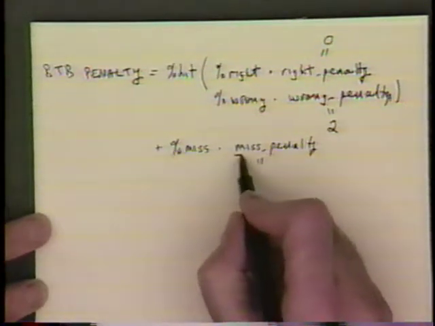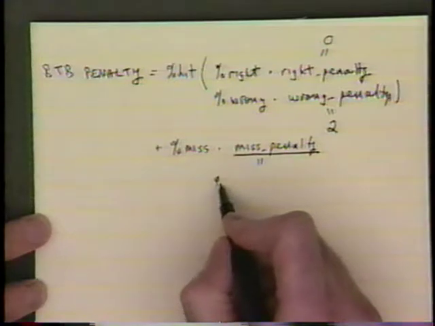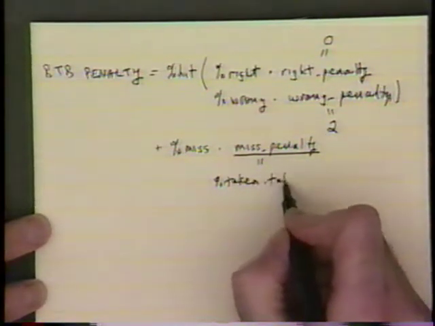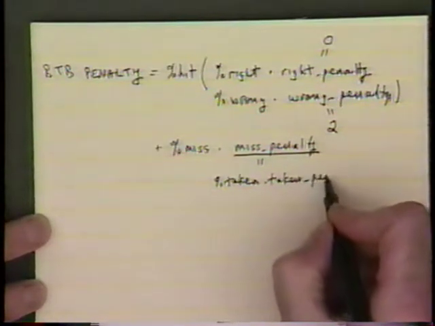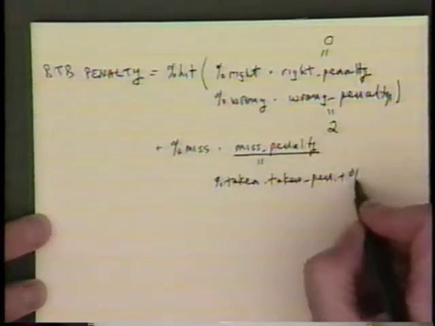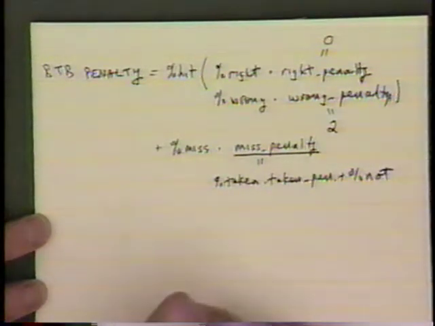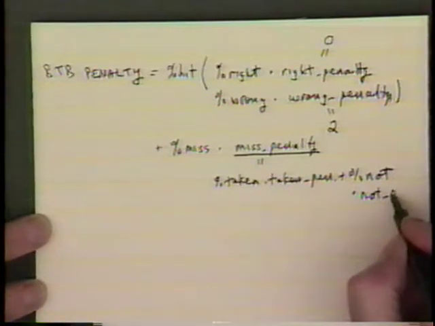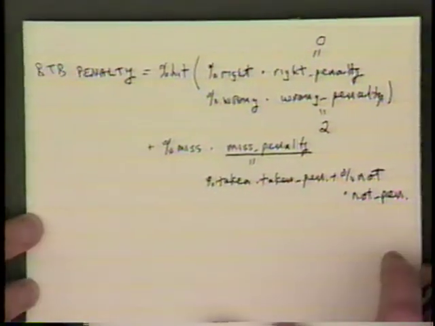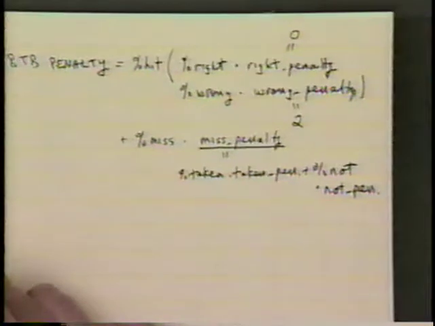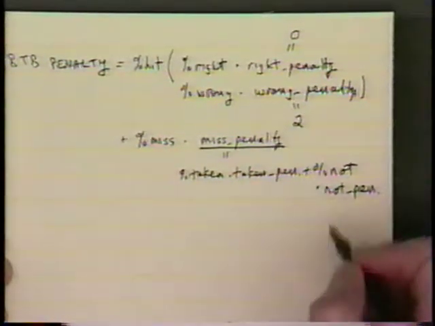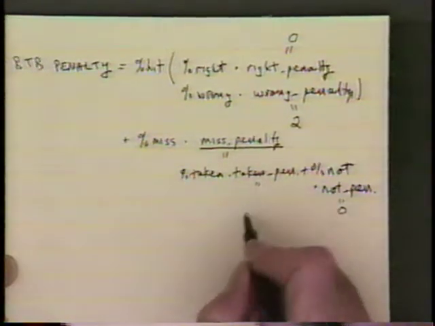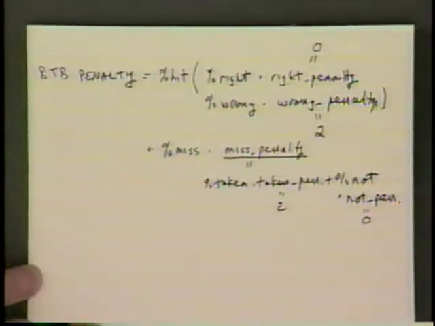So we can compute the miss penalty as the percentage of time that the branch is taken times the taken penalty plus the percentage of time that it's not taken times the not taken penalty. I'm abbreviating here because I'm running out of space on the pad. And for us, if we're predicting not taken, then the not taken penalty is 0, and the taken penalty is 2.